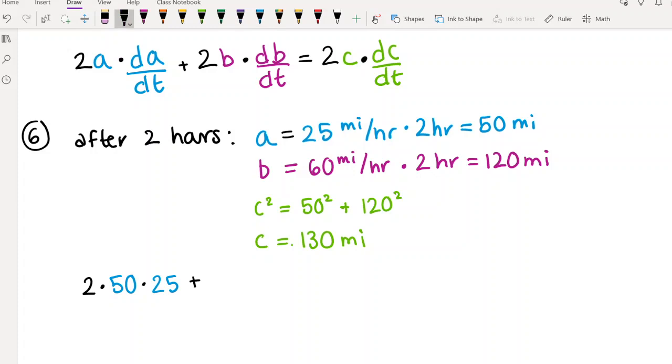And then we have 2 times B, which we just figured out is 120. That's the distance that car is after 2 hours. And then we also want to multiply by the rate of change of B, which is 60. And then the last part, sorry, this shouldn't be a plus, it should be an equal sign, is going to be 2 times 130. And then dc dt is what we're solving for, so we just leave that as it is.